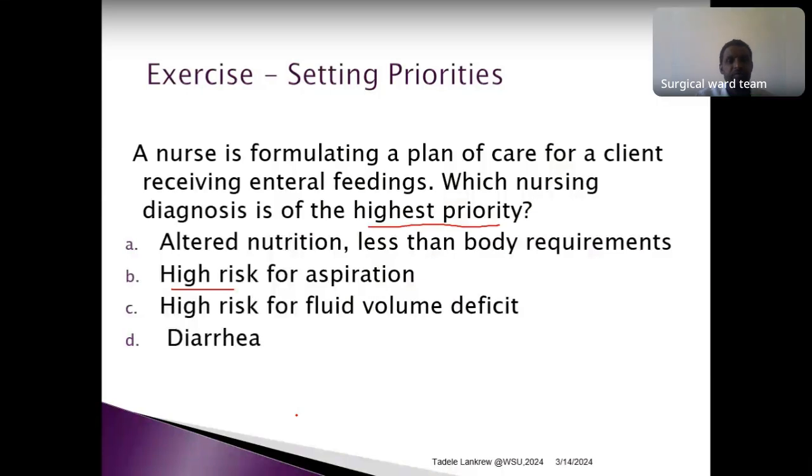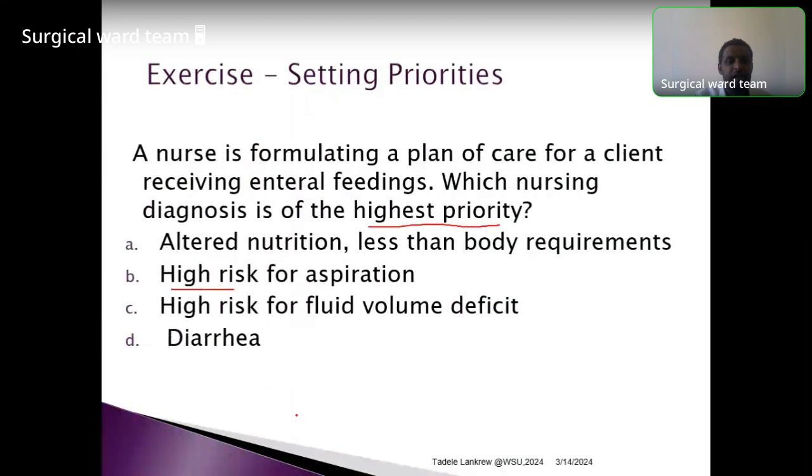For example, there is an exercise: a nurse is formulating a plan of care for a client receiving enteral feeding. Which nursing diagnosis is of the highest priority? The options are altered nutrition less than body requirement, high risk for aspiration, high risk for fluid volume deficit, and diarrhea. Which one is highest priority according to the nursing process? It is high risk for aspiration.